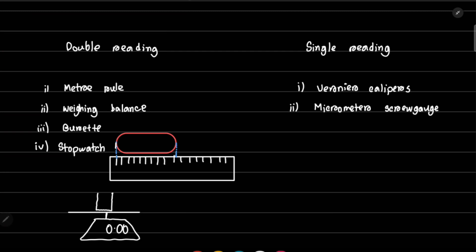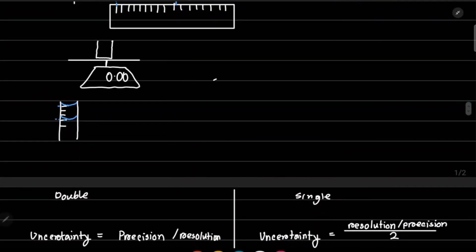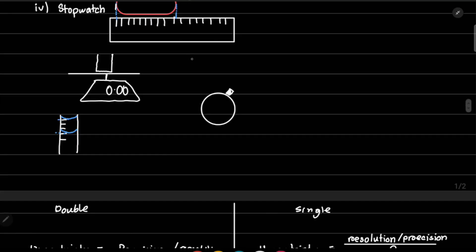A stopwatch is a double reading instrument because you have to manually start it when you see something. For example, if I was measuring the time it takes for a ball to slide down a ramp, and I'm given 2 markers, a ball is sliding down the ramp, I start the timer when it crosses the red marker, and I stop timing when the ball rolls down to this blue marking. So this is the stop point and the red one is the start point.